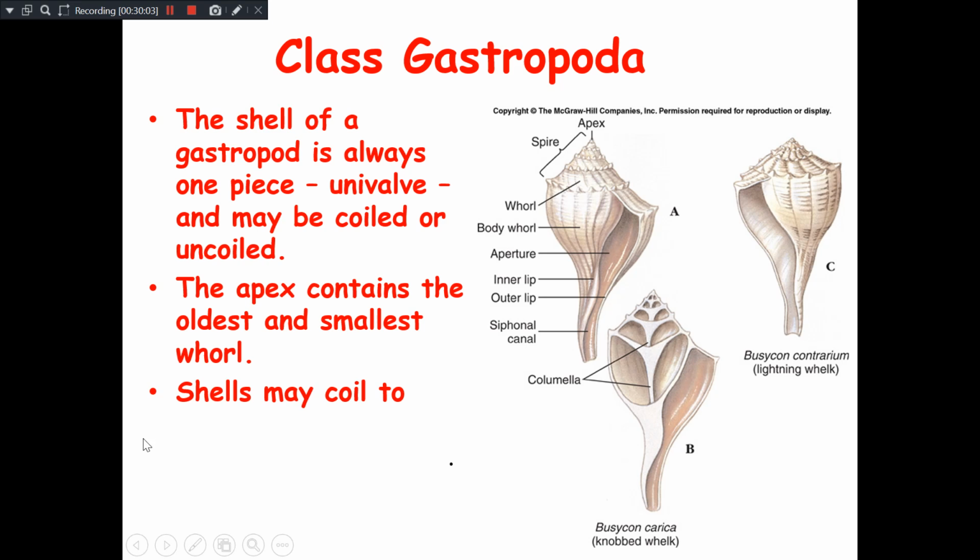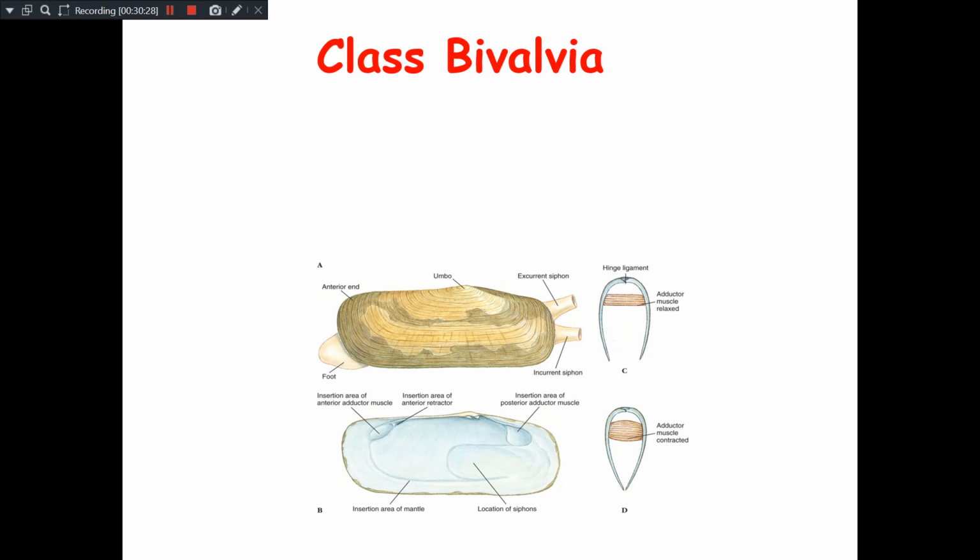And in any gastropod shell, the apex is the oldest part of the shell and this is the newest part, the whorl. And they develop in whorls. You can see one whorl, second whorl, third whorl, fourth whorl, like that. The apex contains the oldest whorl, which is also the smallest whorl. The shells may be coiled or uncoiled.